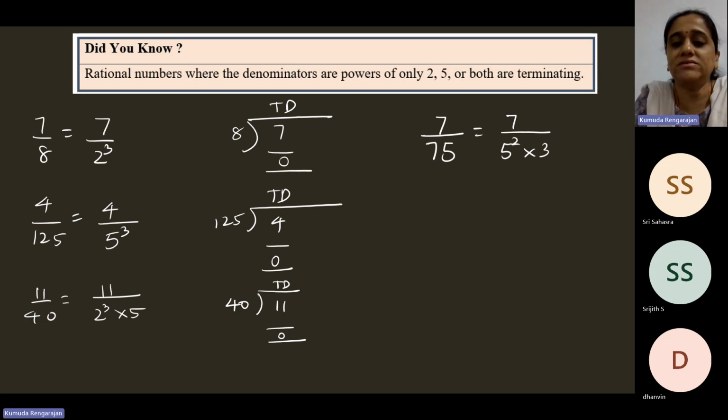So 7 by 75 is in the simplest form. Denominator, prime factorization: 5 squared into 3. There is the prime factor 5, but there is also 3 with it. So this P by Q will have a non-terminating repeating decimal expansion.